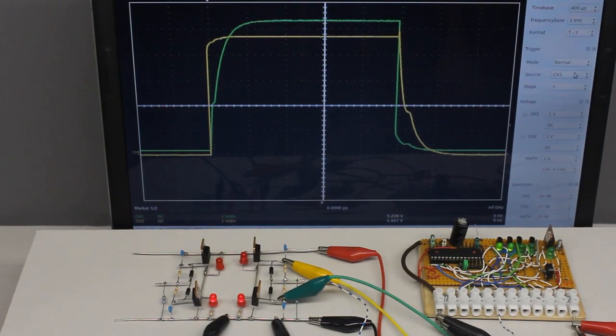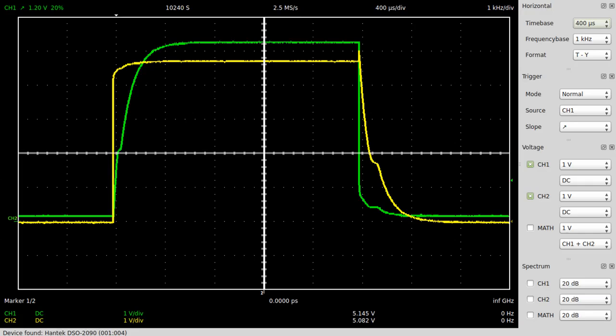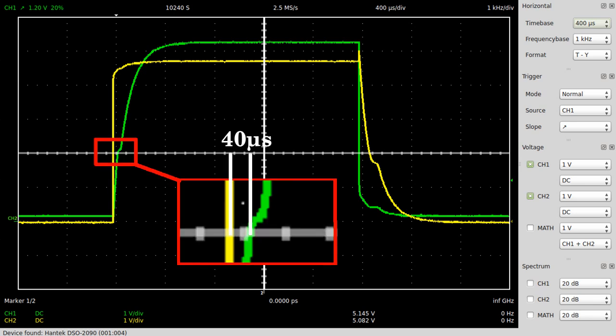The high side MOSFET is turned off immediately, observable by the yellow curve, because the discharging current of capacitor 1 is running through the forward biased diode number 1. The turn-on procedure of the low side MOSFET is delayed, because the charging current of capacitor 2 is running through resistor number 2.